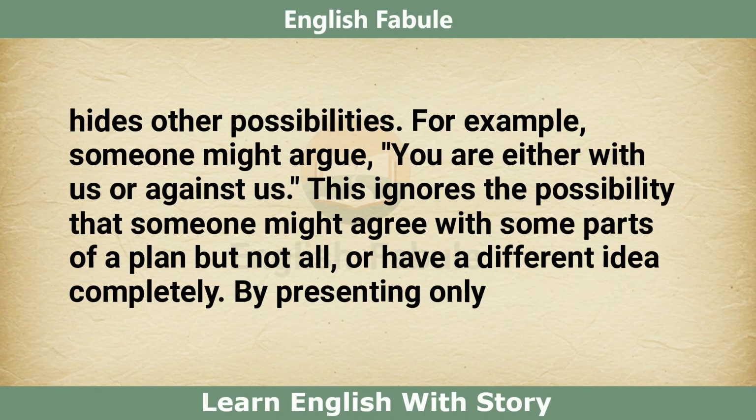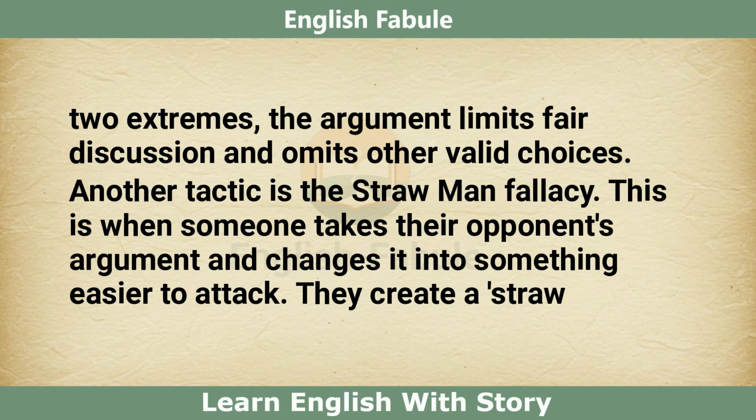For example, someone might argue, "You are either with us or against us." This ignores the possibility that someone might agree with some parts of a plan but not all, or have a different idea completely. By presenting only two extremes, the argument limits fair discussion and omits other valid choices.